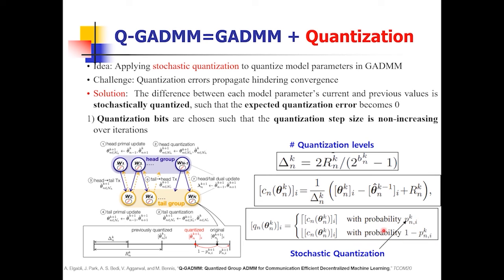Okay, so this is basically the idea, and we do so because we wanted the expectation of the quantization error to go to 0 asymptotically. This is the reason for that. And of course, we need to choose how many bits we need to quantize our model, such that the quantization step size will be non-increasing. So this delta here, the quantization step size, has to be non-increasing over iterations. Okay, so this is what is shown here pictorially.